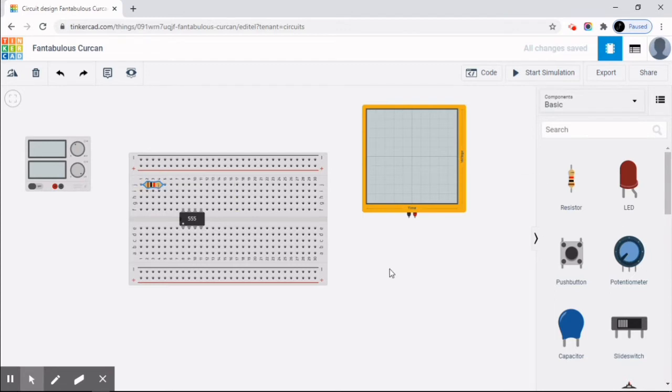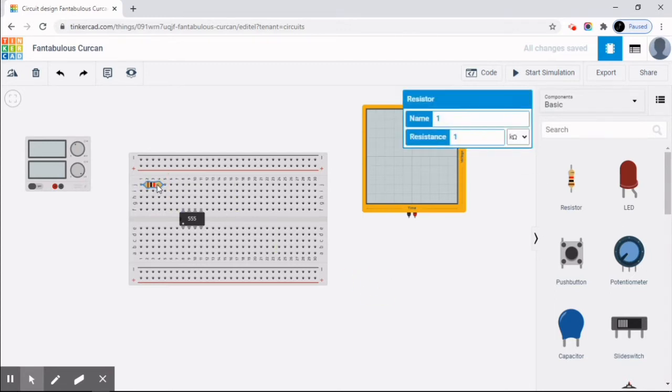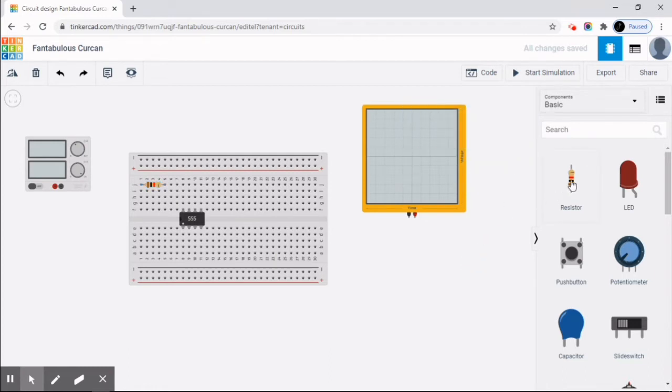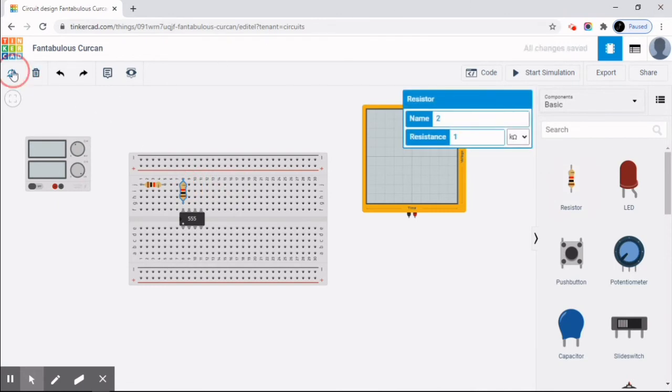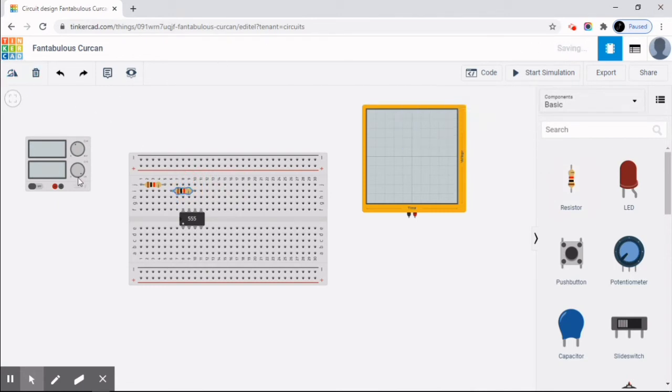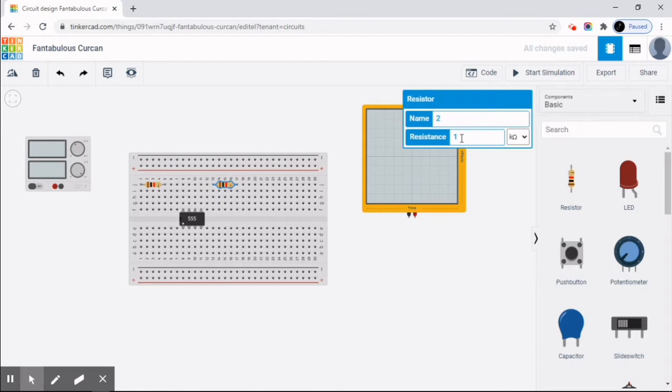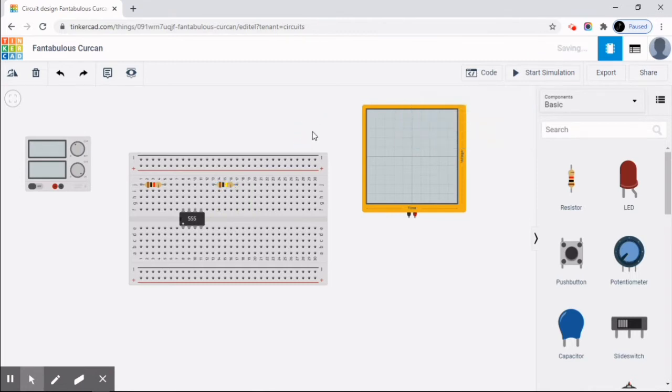1K, 1 kilo ohm. Another resistance we need is rotate, rotate, rotate. Fit like this. The second resistance value is 100 kilo ohms. You can see the color changes here. Okay.